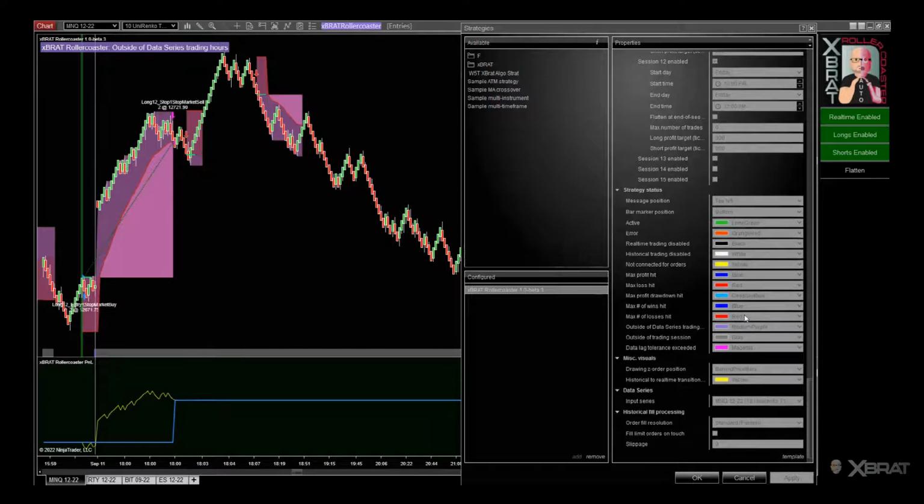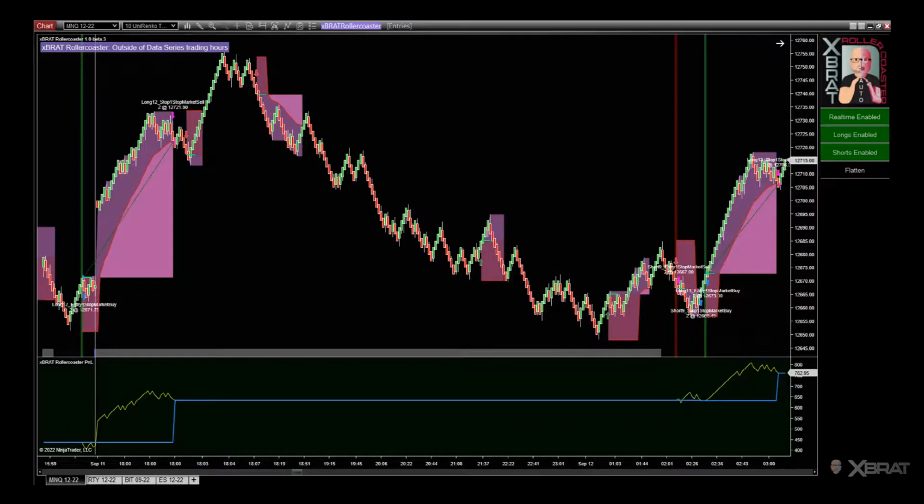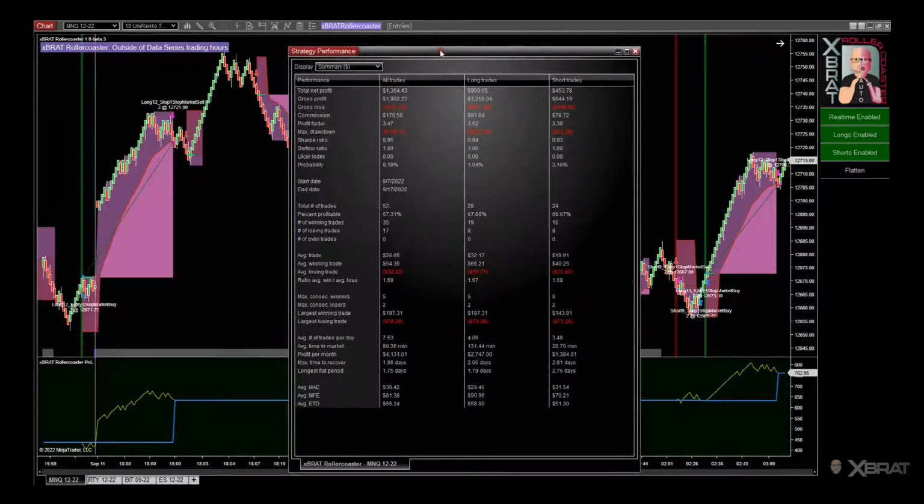So there are a lot more settings in there, but that's pretty much optimized. So what we have for a 10-day period is this strategy performance.